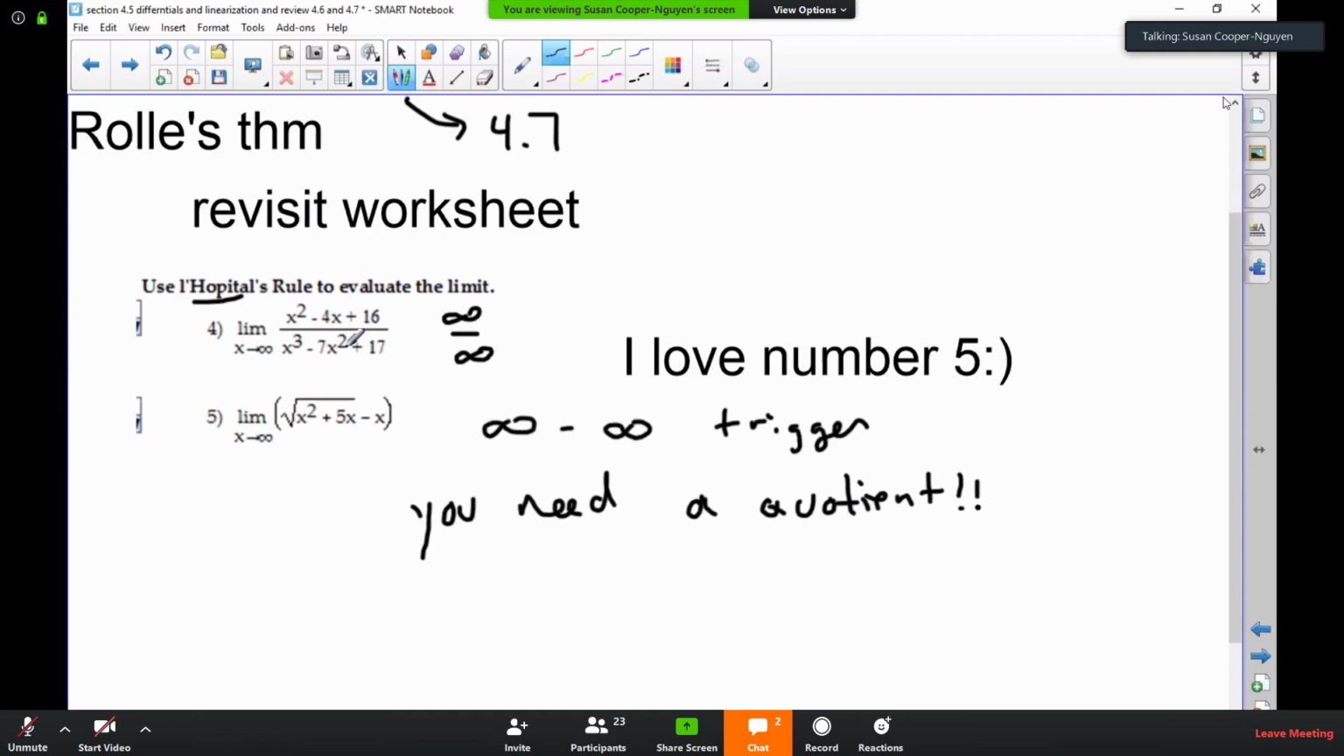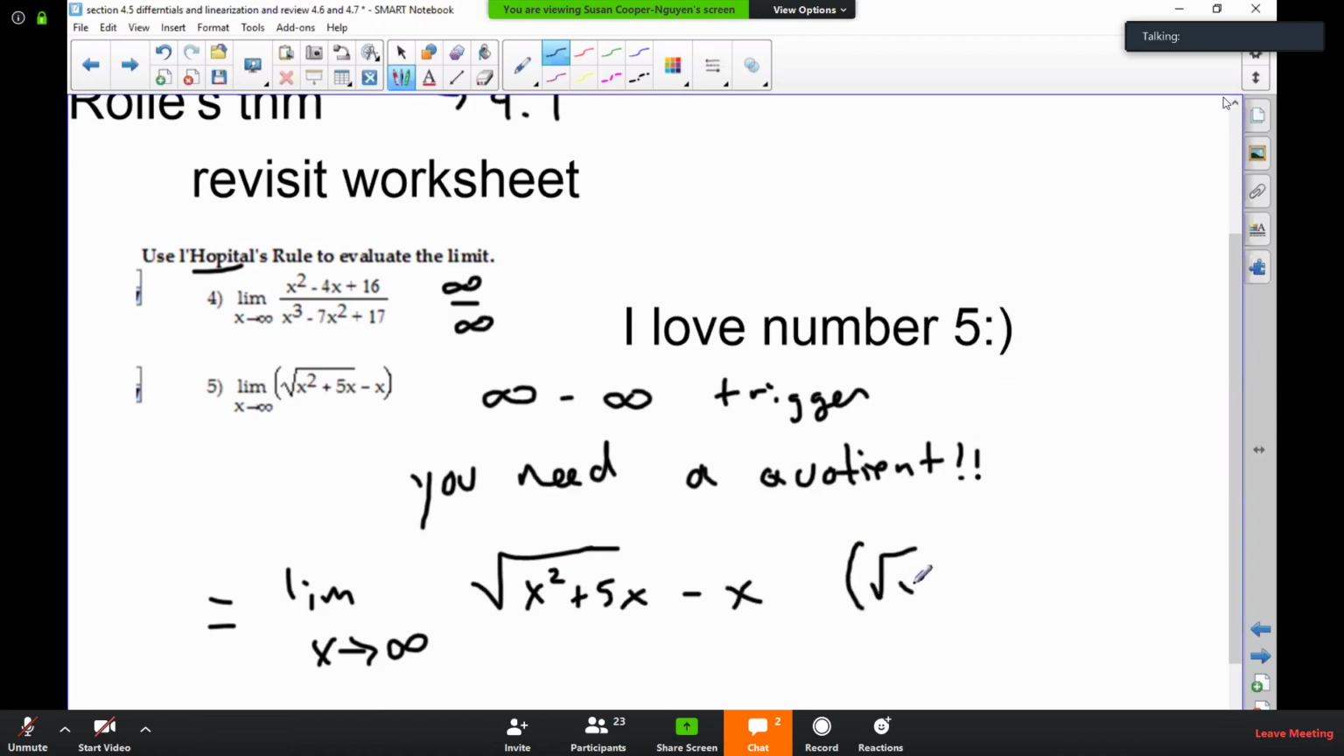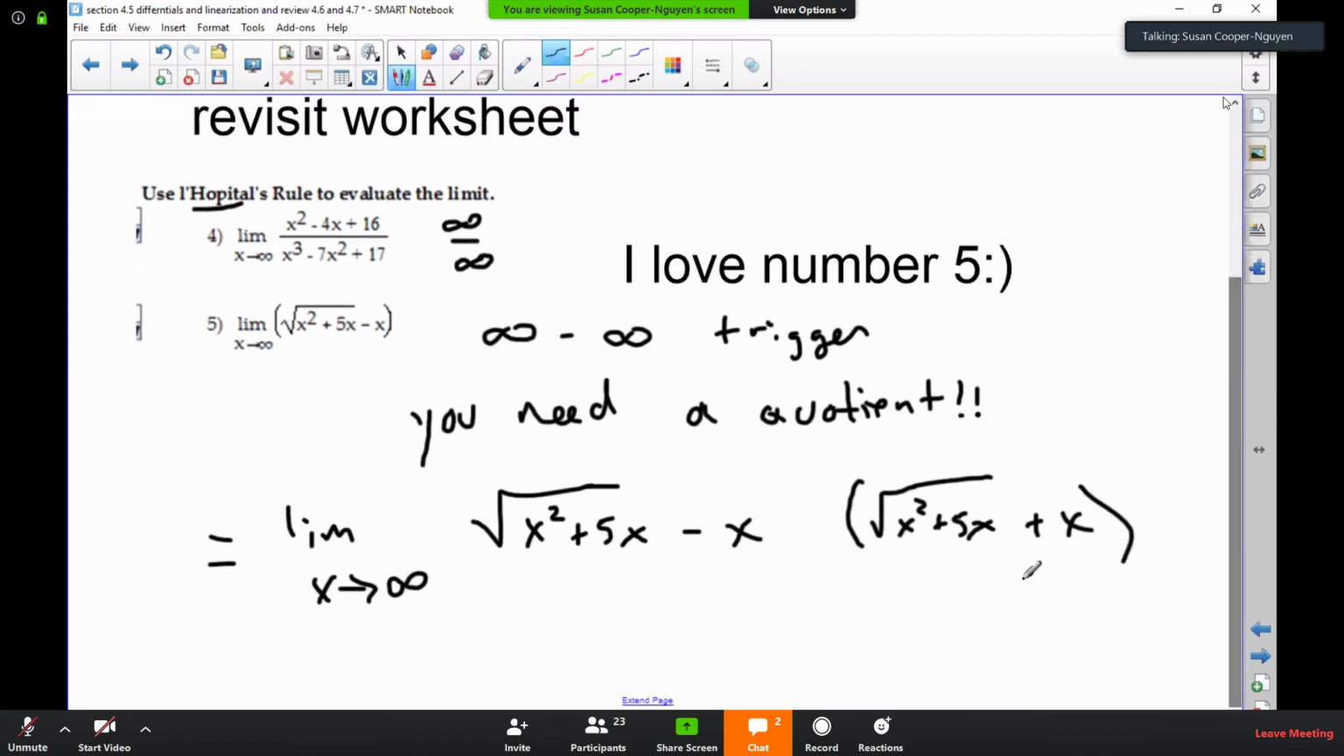Meaning what? Well, this guy's a quotient, right? It's rational. But this is not a quotient, so I have to force it to be a quotient in a legal way. I love the algebra of number 5, so I'm going to do that one with you. The limit as x approaches infinity. You're all experts at the conjugate now, so the trick to this one lies within the conjugate. I can magically multiply this quantity by root x squared plus 5x plus x, as long as whatever I do to the top, I do to the bottom.